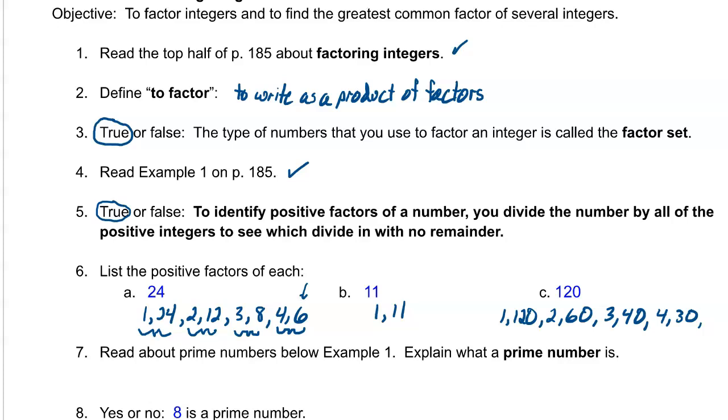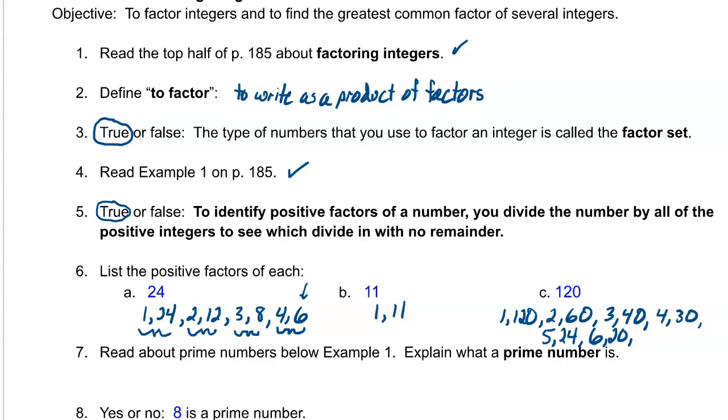Now divide by 5. The number 120 ends in a 0, so it should divide evenly by 5, and you'll get 24. Does it divide by 6? Well, yes, it will, because it divided by 2 and by 3, and so we know it's going to divide by 6. And that makes 20. Now try dividing by 7. You'll find out it doesn't work out evenly.